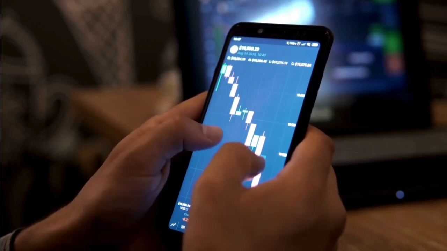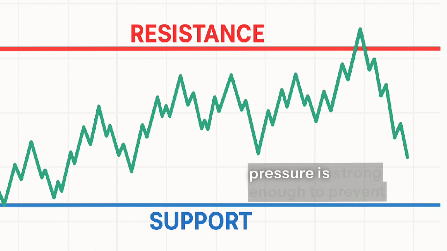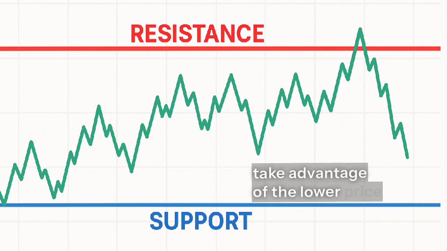In this lesson, we'll explore what support and resistance are, how they work, and how they can be used in trading. Support. Support is a price level where buying pressure is strong enough to prevent the price from falling further. In other words, it is a level where the demand for the asset is greater than the supply. When the price of an asset approaches a support level, traders often expect it to bounce back up, as buyers enter the market to take advantage of the lower price.